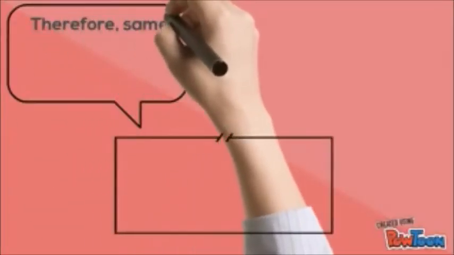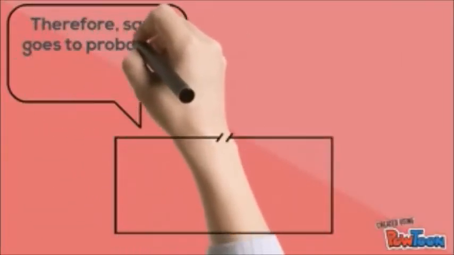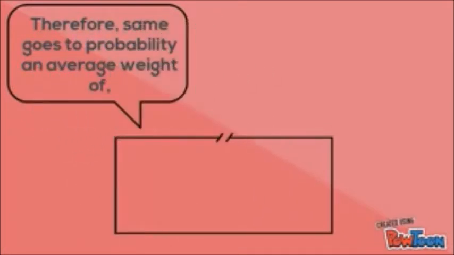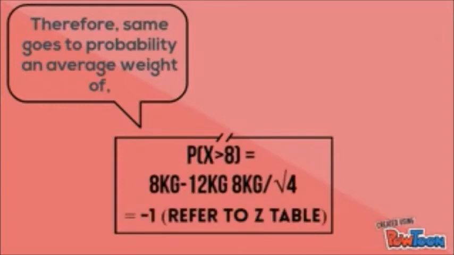Therefore, the same goes for the probability of an average weight greater than 8 kg. Substitute into the formula: 8 kg minus 12 kg over 8 kg divided by the square root of 4, and the answer is negative 1.